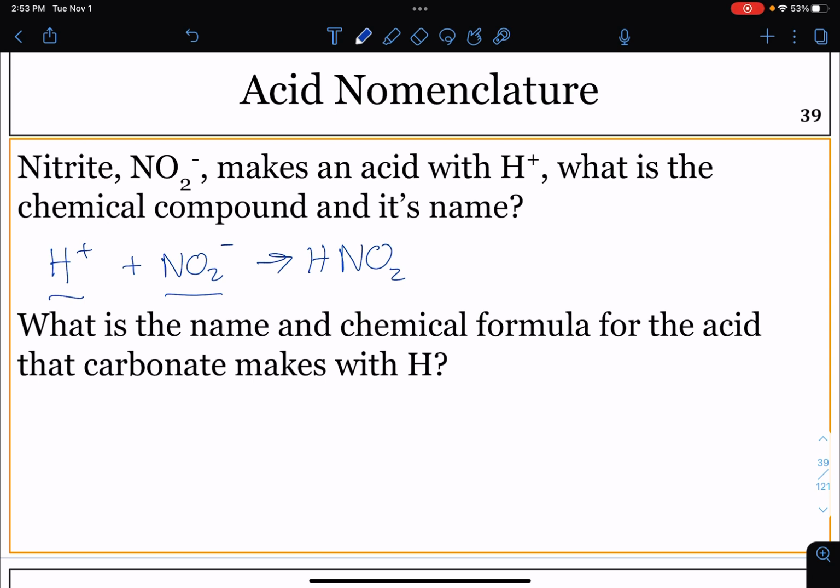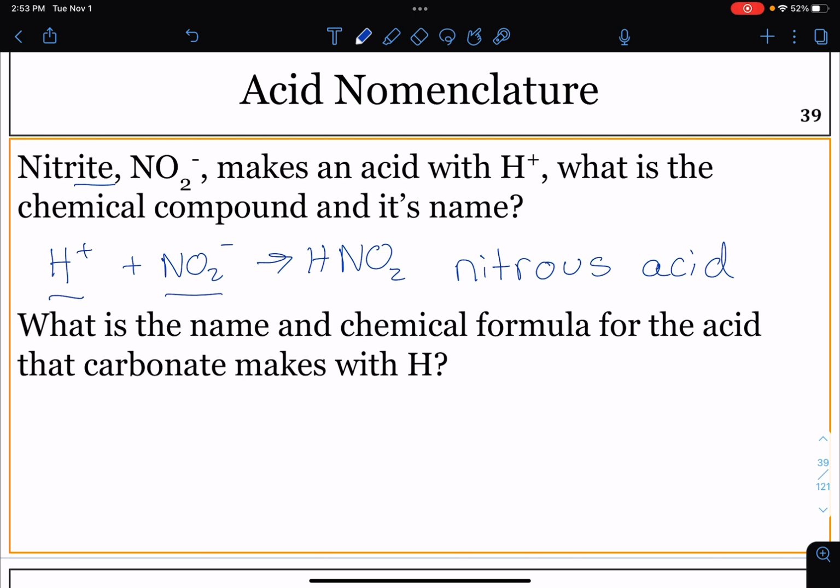Now, because the nitrite ends in ite, we're going to change the ending to ous. So the name is nitrous acid. Of course, always add the word acid to the end of the name. Let's do the next example here.